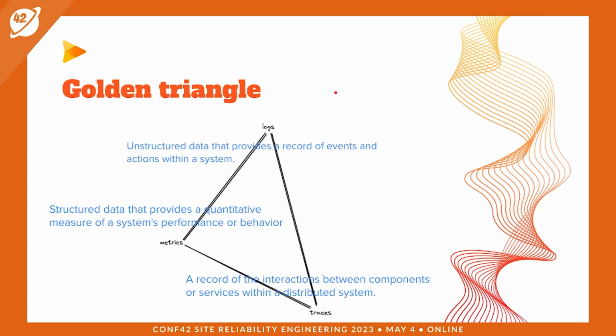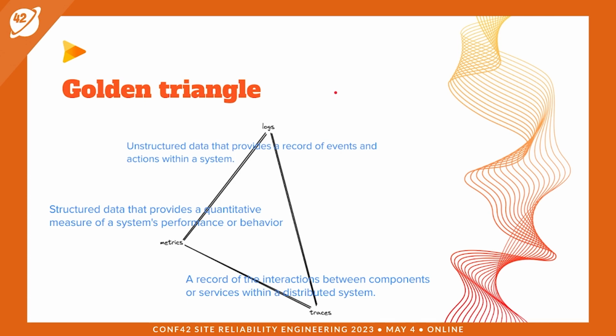The logs are exactly the unstructured data that provides a record of events and actions within a system, right? These logs are typically text-based and are used to capture information about system behavior, errors, and other relevant events. Logs are very useful for troubleshooting issues and identifying patterns or trends over time. How can we obtain these logs and how can we store them?